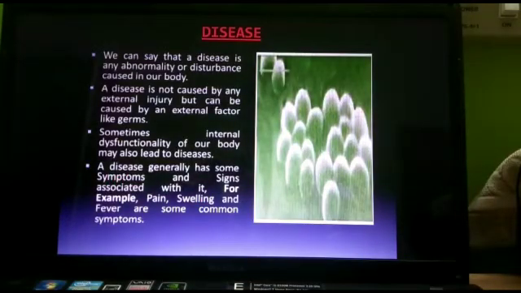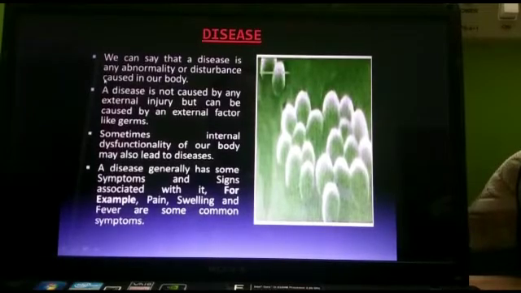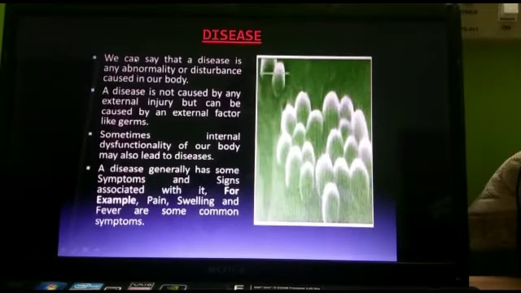In our previous class, we discussed health. That means it is a state of being physically, mentally and socially well. Today, we are going to understand what is disease. Disease is any abnormality or disturbance caused in the body. That means any abnormality or disturbance in our body leads to disease. Suppose I am not feeling well. When I wake up, I have a body temperature higher than the normal one. That means my body is not functioning properly, and that may lead to a disease. So what is disease? Any abnormality or disturbance caused in our body.